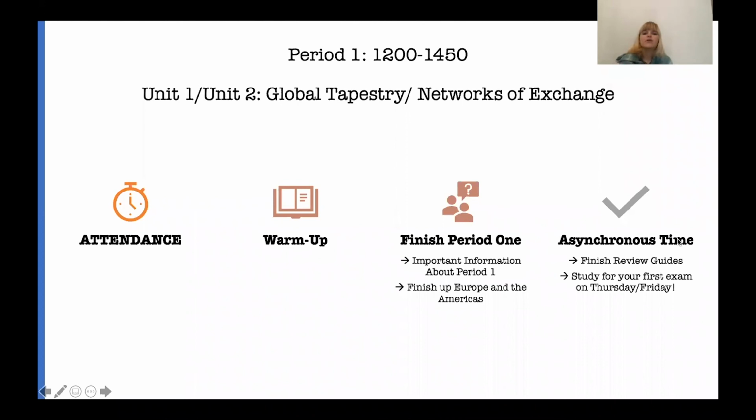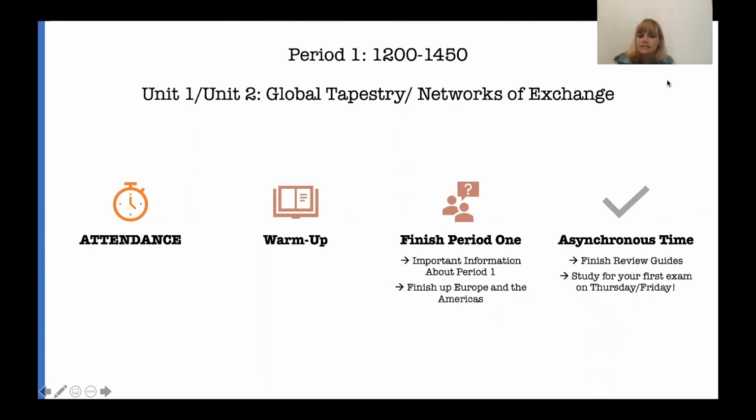All right, guys, so we're finishing up with period one. So remember the years 1200 to 1450. Today we're actually going to go, I know the last couple days we've been talking uniquely about unit two, but today we're actually going to go back to unit one and we're going to talk about Europe and briefly about the Americas. Okay, so we're still doing unit one and unit two.